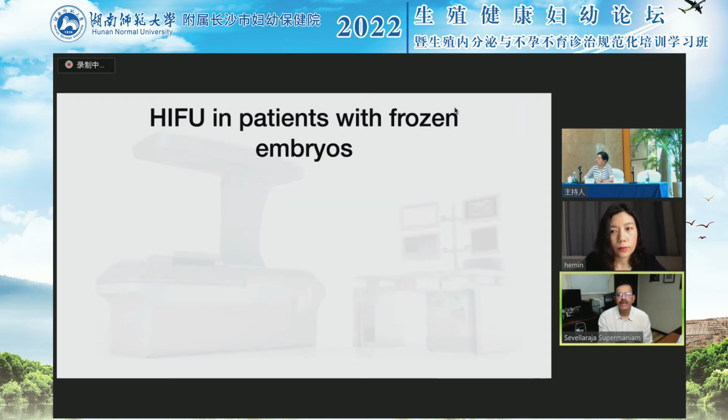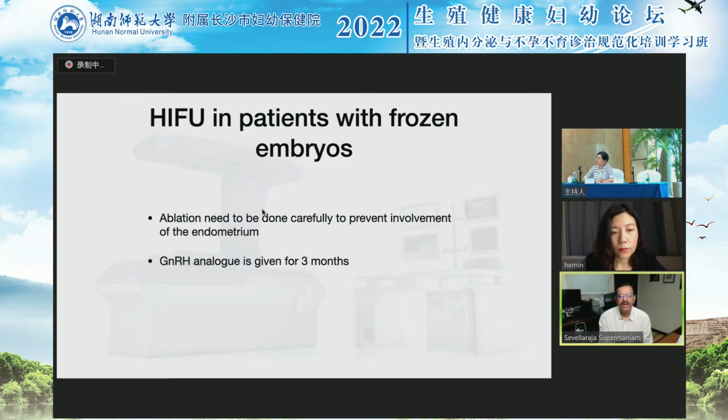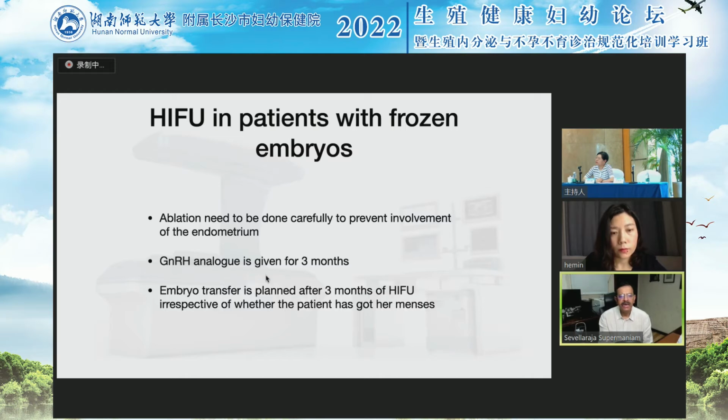Now, in patients who have frozen embryos, we need to do the ablation carefully to prevent involvement of the endometrium. I usually give them GnRH analog for 3 months. And after 3 months, I advise them to do embryo transfer, whether they have menses or not. I think this is what I have been suggesting.